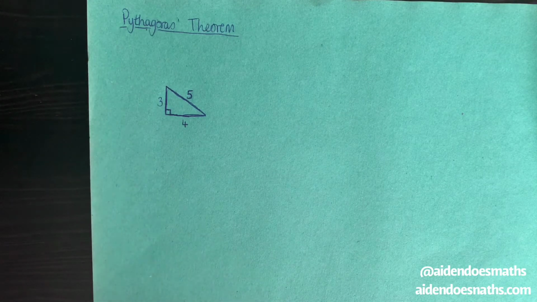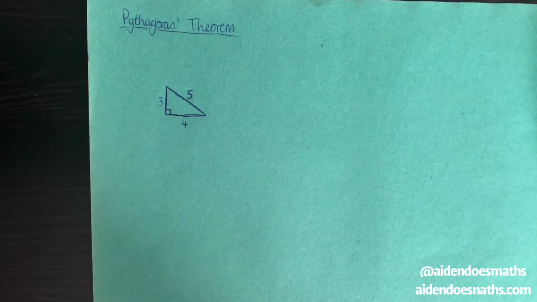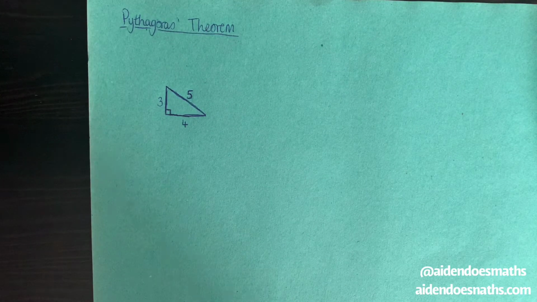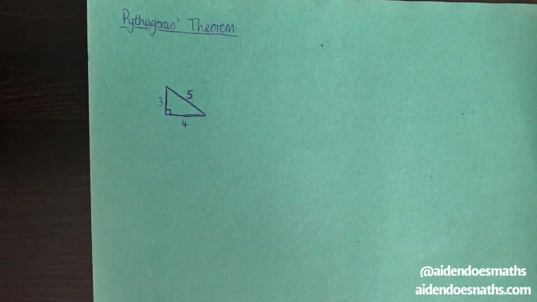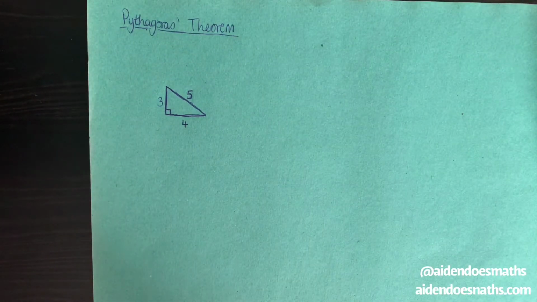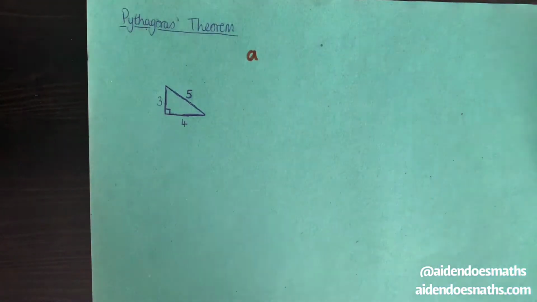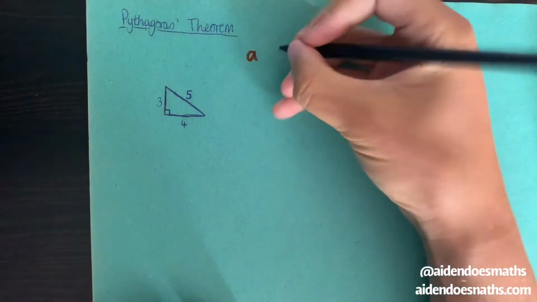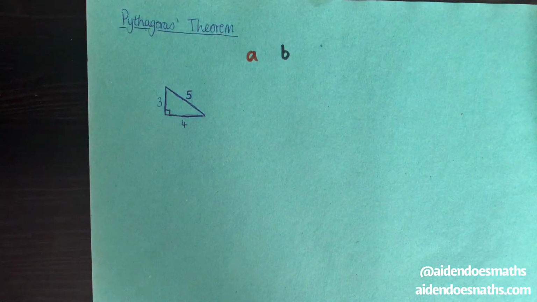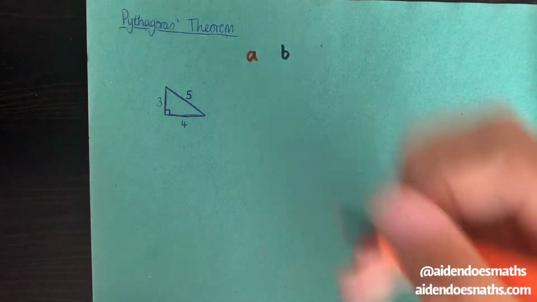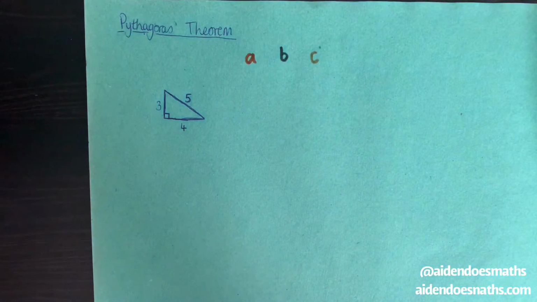Now, we could go into the proof of why it works and everything like that, but just for now, I want us to see how it actually works, not so much why it works and how Pythagoras got this theorem. So first of all, I'm going to tell you that we're going to use A, B, and C in our formula.